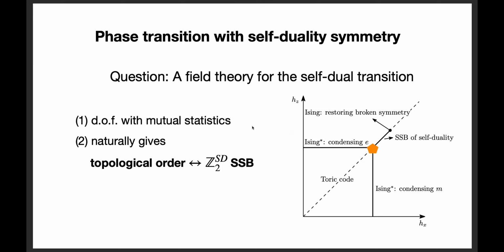And the more concrete question is, can we have a field theory that gives us at least a mean-field level picture of this transition? And this field theory we're asking for has at least two natural properties. One, it can incorporate these two degrees of freedom with mutual statistics. And the second is it should naturally give a direct transition from this topological order phase to a global symmetry spontaneously broken phase. So this is the question of the day.